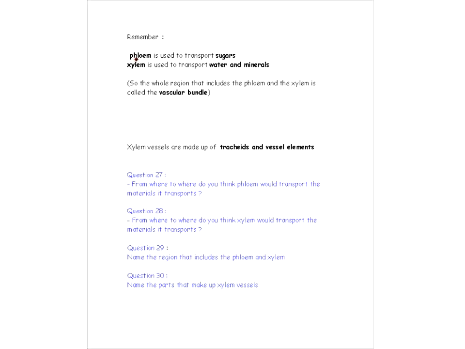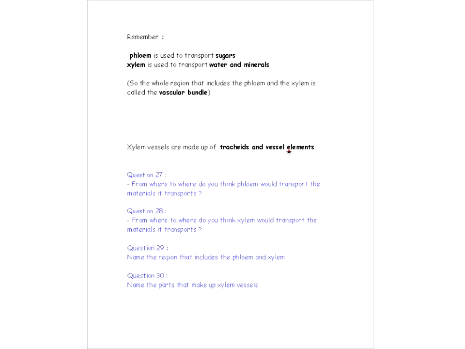All right. So the phloem is used to transport sugars, and the xylem is used to transport water and minerals. If you want to try to remember the difference between the two, just remember that P is closer to S, so P is sugars, and X is closer to W, so X, xylem, transports water. Now both the xylem and the phloem are part of what's called a vascular bundle. Okay, so the vascular bundle is the part that's transporting these sugars, water, and minerals. Now when we look at the xylem vessels, they're made of two different parts, the tracheids and the vessel elements.